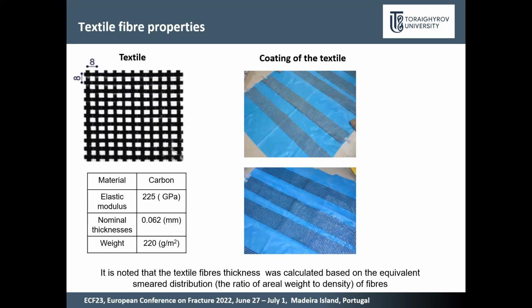In this work, we used carbon textile with mesh size of 8 millimeter in both sides. Here you can see the property of the material according to manufacturer datasheet. It is noted that the textile fiber thickness was calculated based on equivalent smear distribution, the ratio of areal weight to density of fibers.